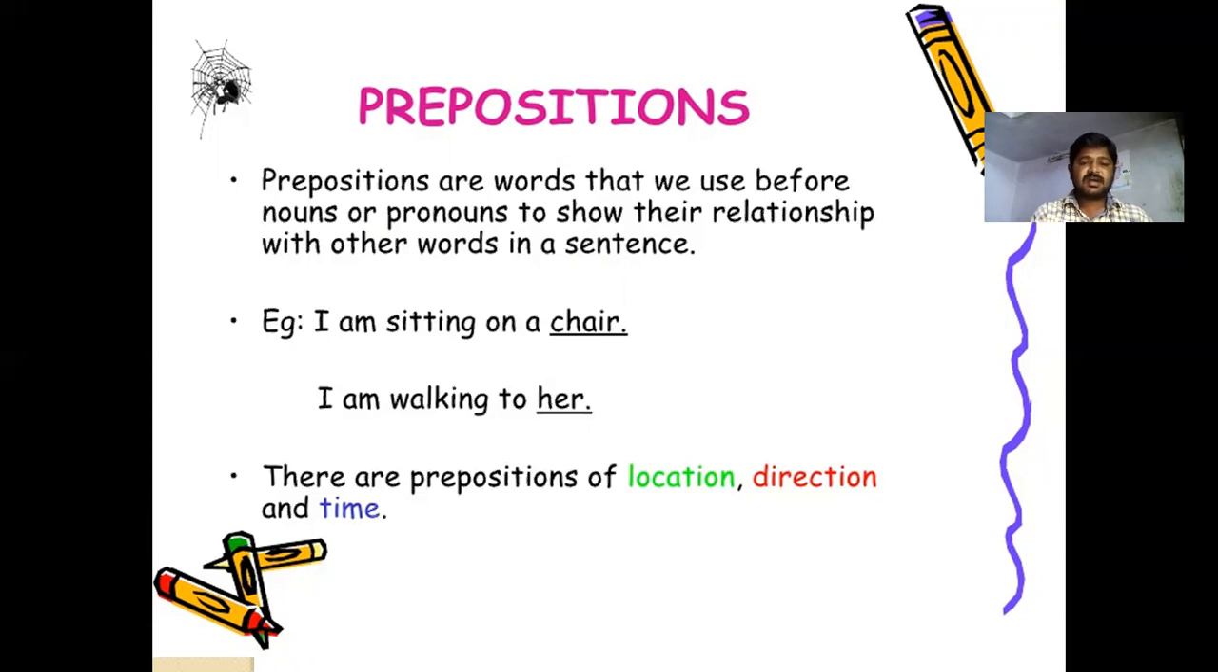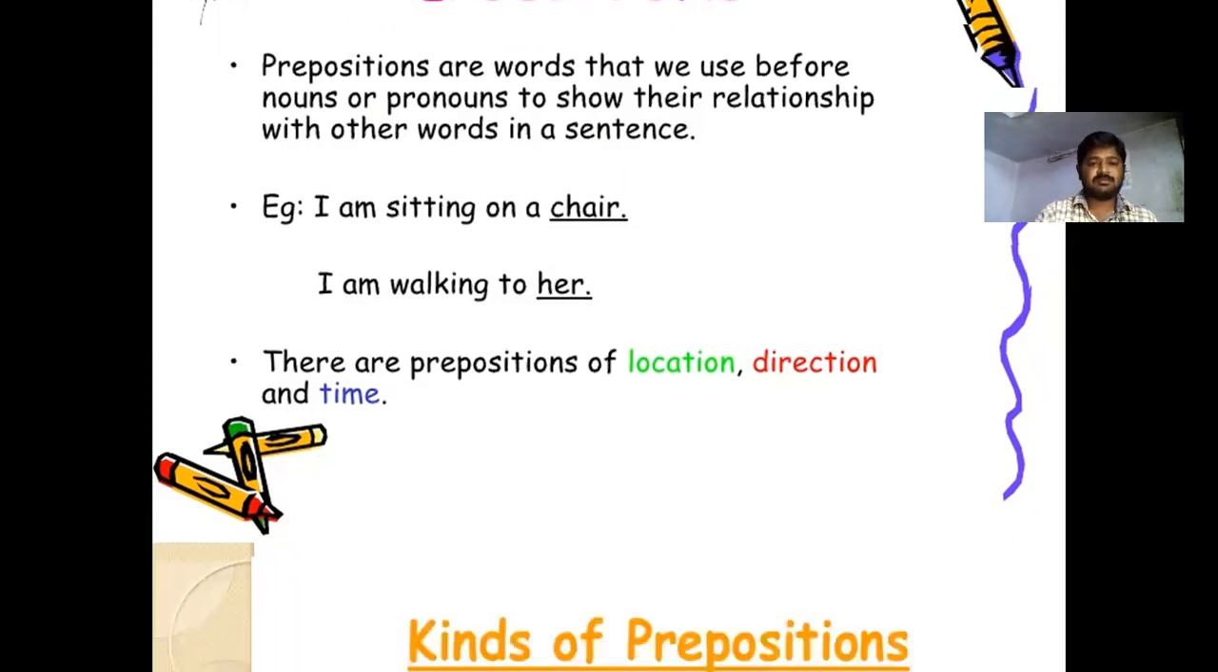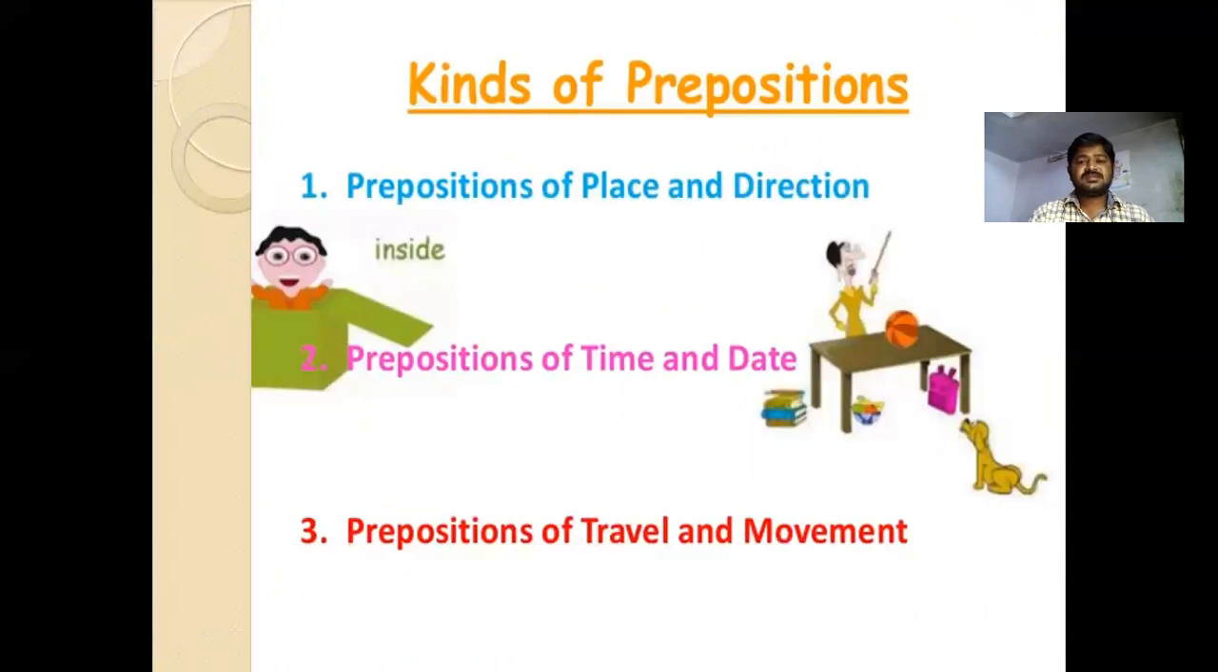That means I am walking towards her. Towards is also one of the prepositions. There are prepositions of location, direction, and time. There are three kinds of prepositions: prepositions of place, prepositions of time and date, and prepositions of travel and movement.